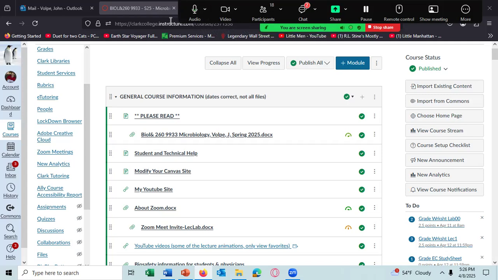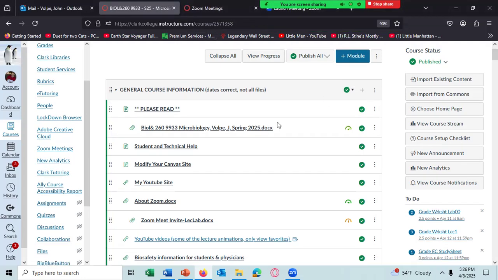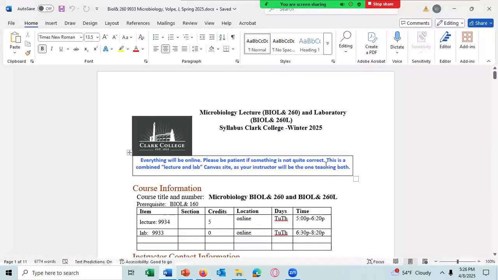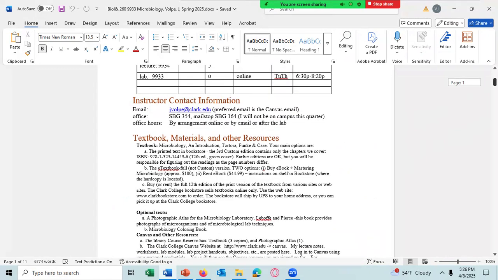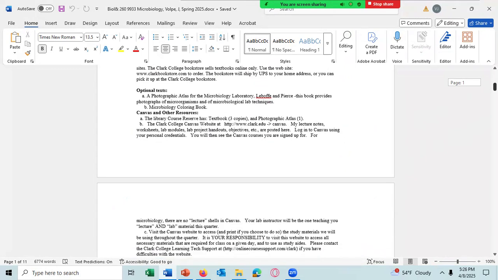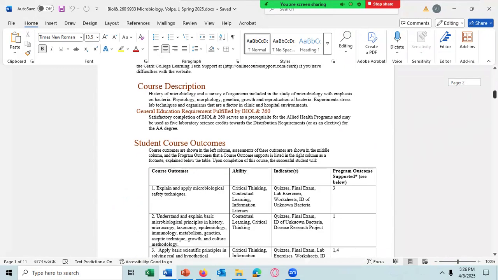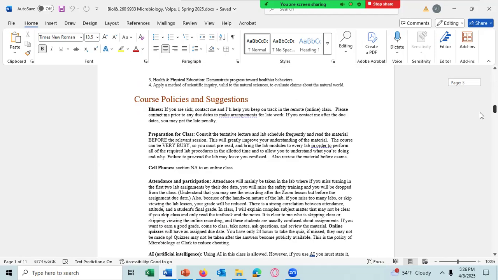All right. Let's go to the syllabus and quickly go through it. On the syllabus, we have our schedule. The lecture will be from 5 to 6:20 on Tuesday and Thursday, and we'll always meet on Zoom. There's some information about the textbook materials and other resources. If you have questions about the textbook, ask. I'll let you read about the course description, the student outcomes, course policies, and suggestions.